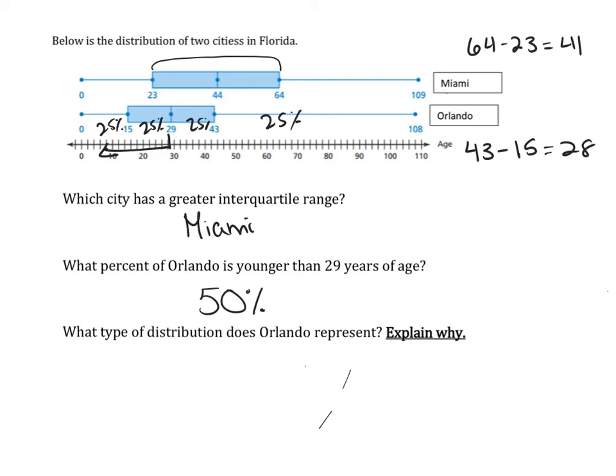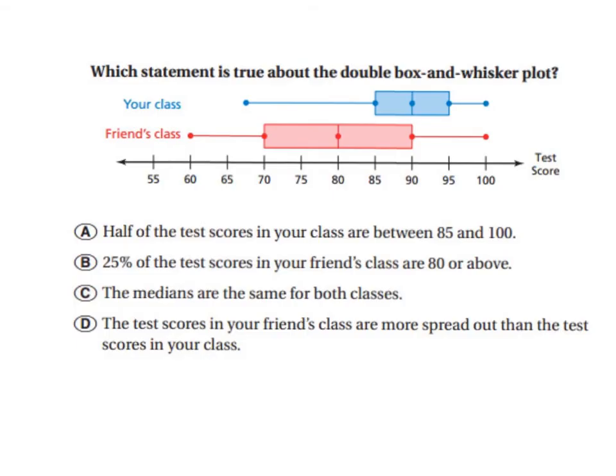What type of distribution does Orlando represent? This one is skewed right because of our whisker. If you look at this whisker, it is significantly longer. 108 is going to be an outlier in this problem. Also remember, the direction that it's skewed tells you how the mean affects the median. So in this problem, the mean will be greater than the actual median because of this outlier on this one.